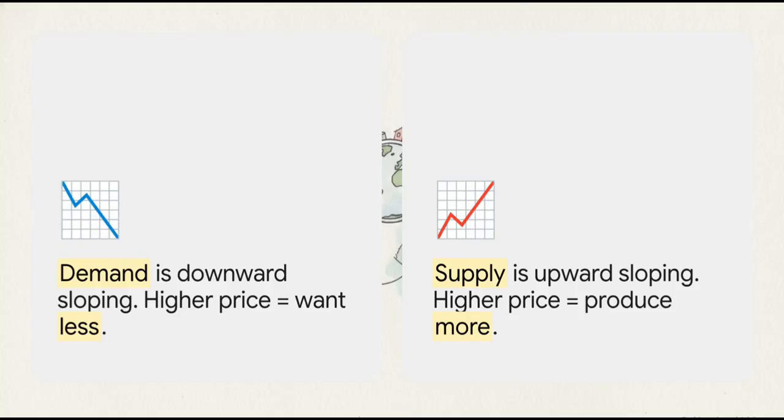And this brilliantly illustrates how these forces pull in completely opposite directions. The demand curve is downward sloping, meaning as the price of something goes up, consumers naturally want less of it. The supply curve, however, is upward sloping.